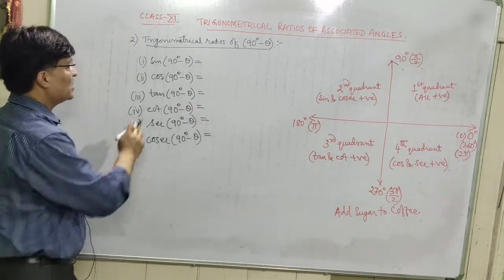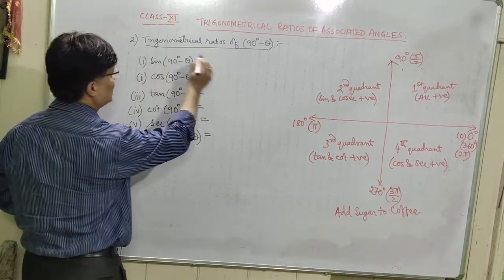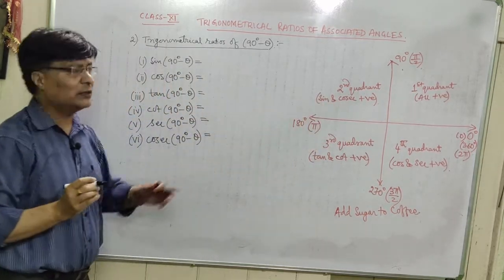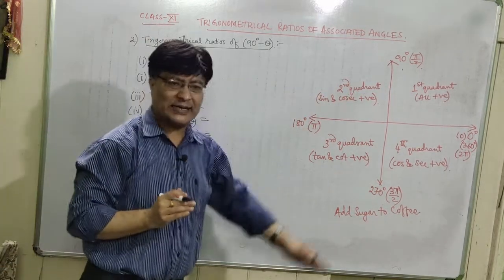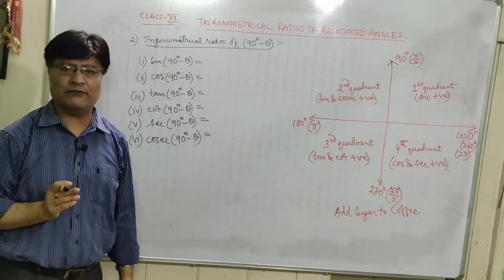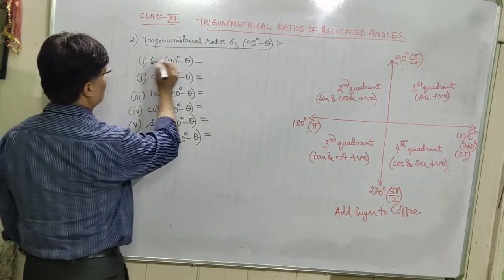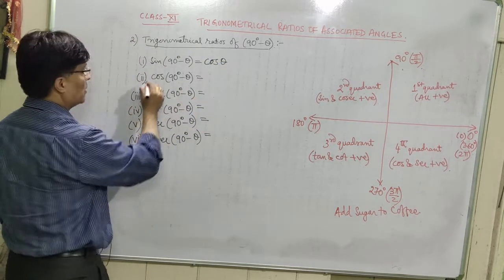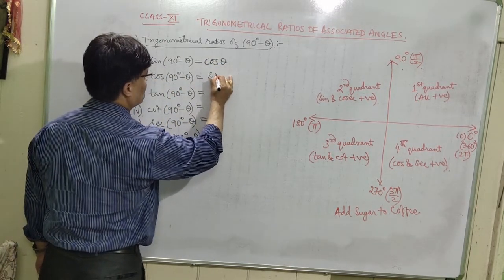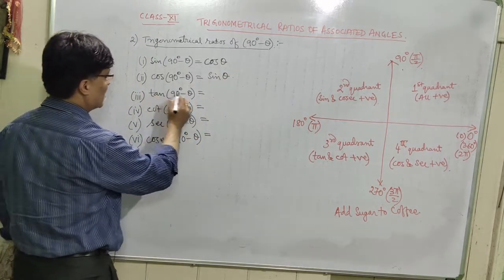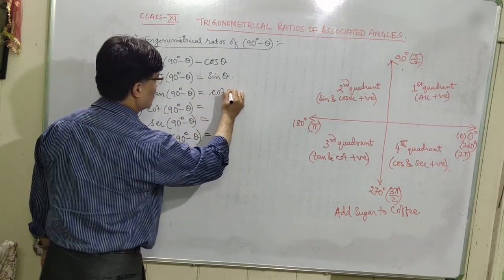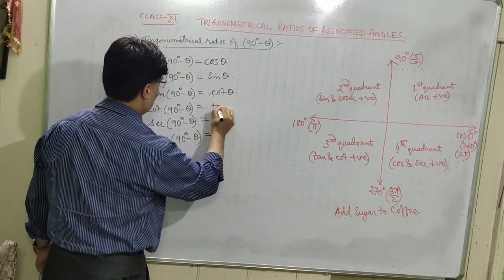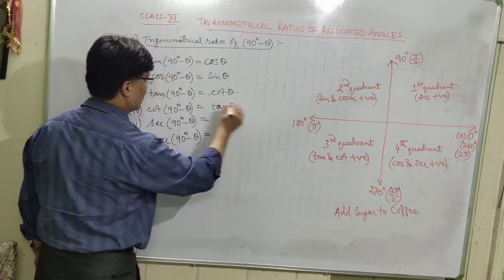Okay. So now this is 90 into 1, an odd multiple. So sine changes to cos. And they are all positive because 90 degree minus theta lies in the first quadrant, and by formula we know that all the trigonometrical ratios are positive in the first quadrant. So here sine changes to cos, so its formula is cos theta. What is cos 90 minus theta? Cos changes to sine, sine theta. What is tan 90 minus theta? Tan changes to cot, so it is cot theta. And what about cot 90 minus theta? This is tan theta, right?